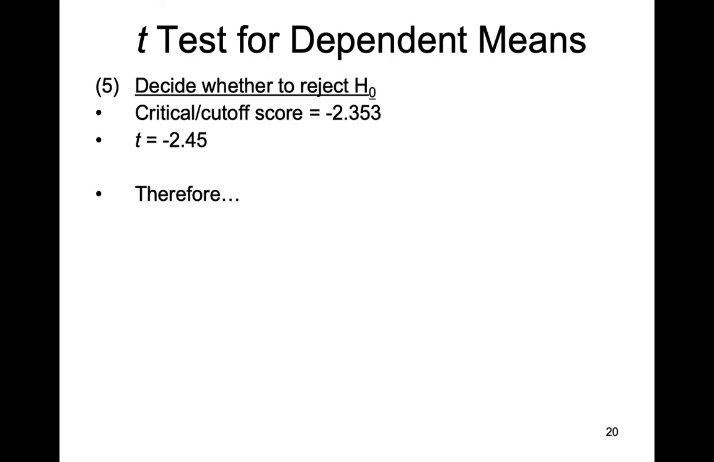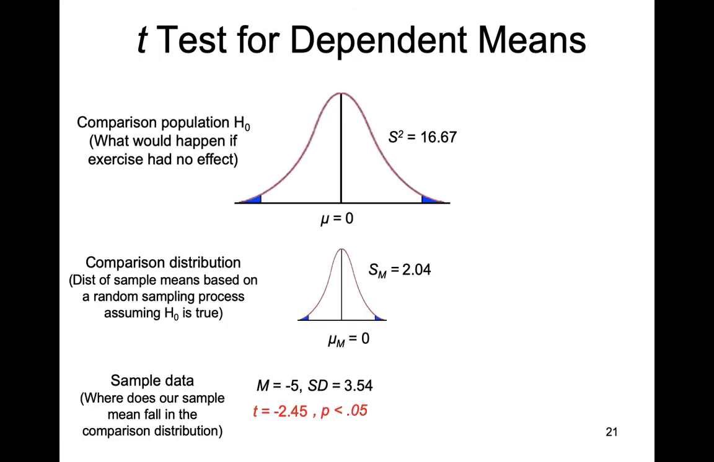So now we're going to decide whether to reject the null hypothesis. Our critical cutoff score was -2.35. Our t is -2.45. Therefore, what should we do? Should we reject the null hypothesis, or fail to reject it? Think about it. We've got a t that exceeds the critical value in the expected direction. Therefore, we're going to reject our null hypothesis.